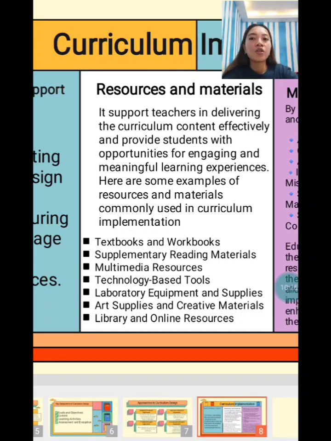The effective integration of resources and materials in curriculum implementation can enhance students' engagement, promote deeper understanding, and support the attainment of learning outcomes.